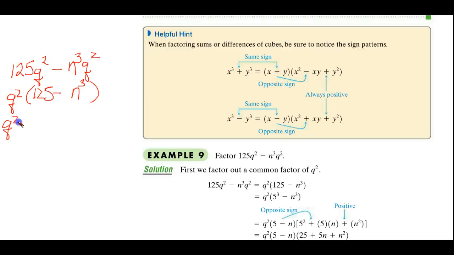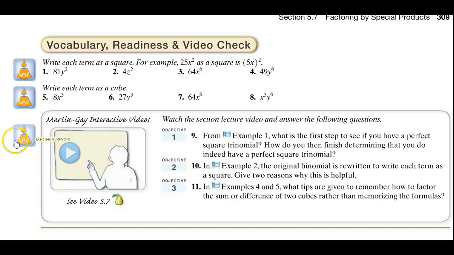So I get q to the second, parenthesis for 2, parenthesis for 3. This sign there, opposite sign there. Cube root of 125 is 5. Cube root of n to the third is n. Square 5. Multiply these two together. And square this. And that's what we have. So we have a short lesson, just 20 minutes.